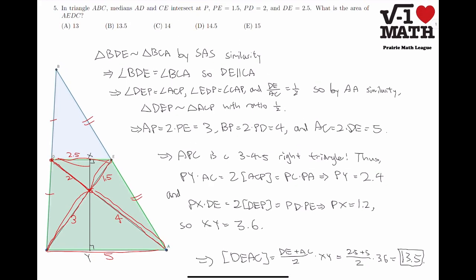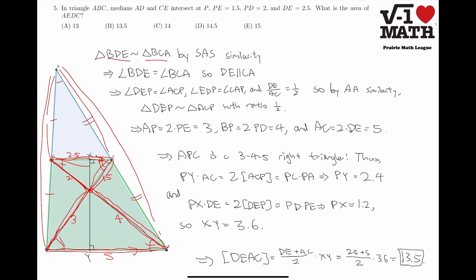To prove this, we first note that we use side angle side similarity. This divided by this is equal to this divided by this, and this angle is shared, obviously. So triangle BCA is similar to triangle BDE. Now, this means that this angle is equal to this angle, and this angle is equal to this angle. Therefore, these two sides are parallel. This implies that this angle is equal to this angle, and this angle is equal to this angle, which implies that these two triangles, DEP and ACP, are similar.